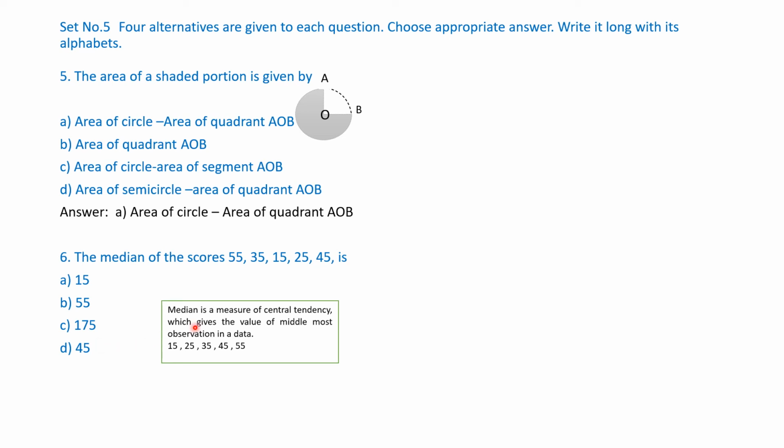By definition, median is a measure of central tendency which gives the value of the middlemost observation in the data. So here the observation in data is 35 or 45, but 35 is not given in the options. The next best answer is 45. So 45 is the answer.